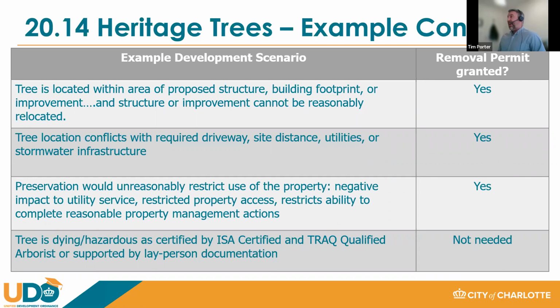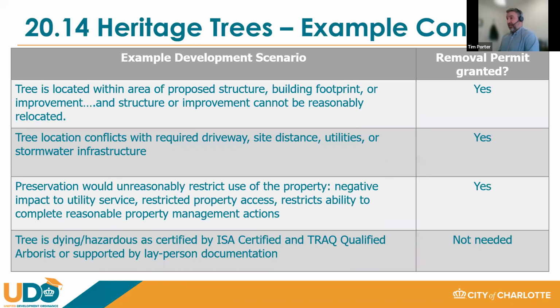Also, if access to a property is unreasonably restricted by preservation of a heritage tree, if a heritage tree would negatively impact the utility service to the site, or restricts the ability for property owners and managers to provide basic needed maintenance and corrections to the site and improvements on the site, then that would justify removal of a heritage tree. And of course, if a tree is hazardous or dying, that can be removed. That has to be documented by certified professionals.